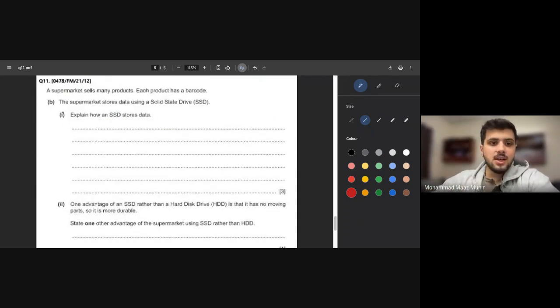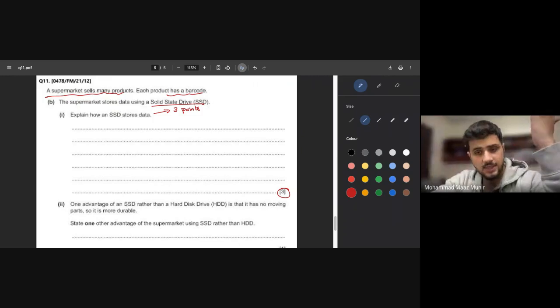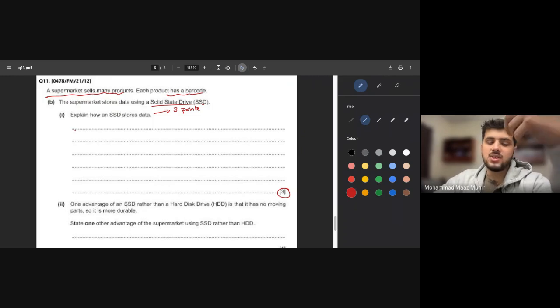Continuing with question number 11, it says that a supermarket sells many products. Each product has a barcode, and it makes use of an SSD. Now we need to explain how an SSD works. It's worth 3 marks, so basically the examiner expects us to write 3 points. You can write bullet points, that's also valid, but it's usually preferred by examiners that you go with 3 full sentences which link together. You can also do it like firstly, secondly, thirdly, or write it in a paragraph, whatever suits you.